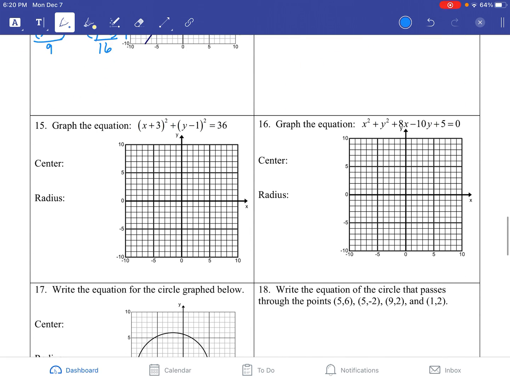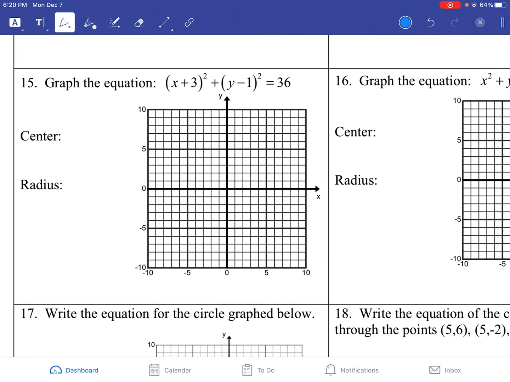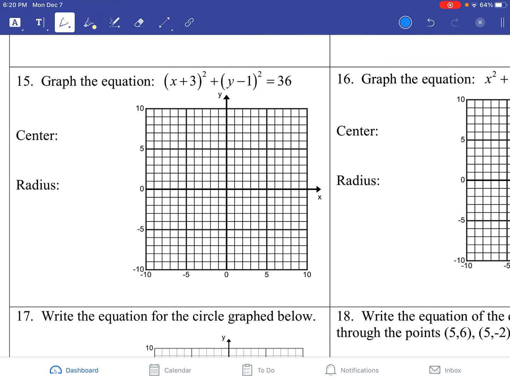All right, last couple things. We have circles. The center of your circle, again, h, k, like we found the center of your ellipse or your hyperbola, or the vertex of your parabola. So h is going to be negative 3, k is going to be positive 1. Your radius is going to be the square root of 36, which is 6.